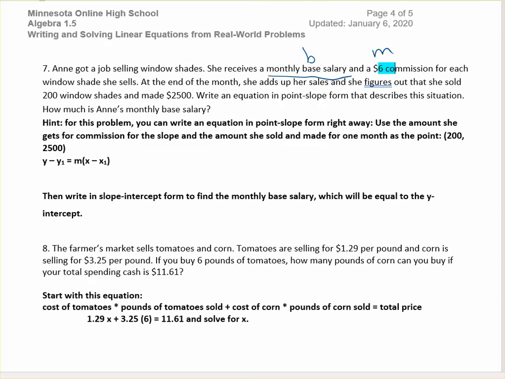So the other information they give us is that she sold 200 shades and made $2,500. This is one of the points. So we know what the slope is. I said it was 6. So you can use that. And then here's the point that you can use for x1 and y1. And then you can plug that into this and then write it in slope-intercept form, which will help you find the y-intercept, which is what we need for the monthly base salary.